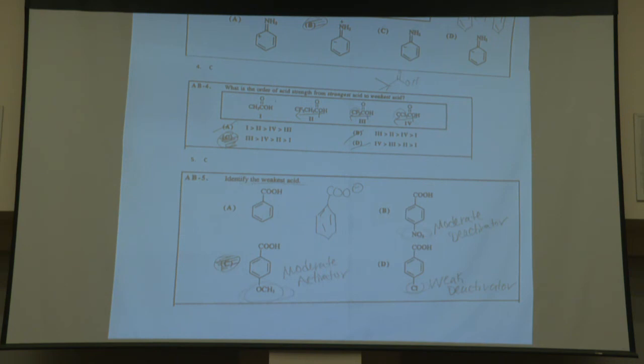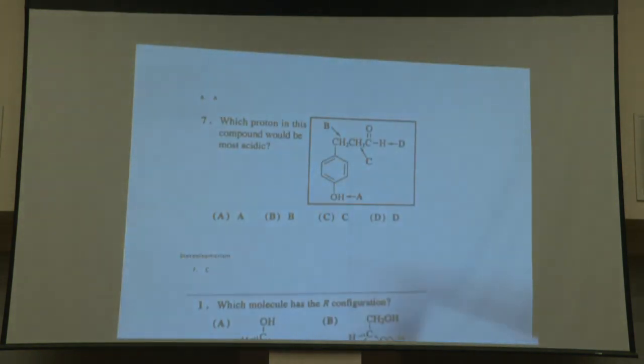Oh, to rank it, the moderate deactivator would be the strongest, right? Because that's pulling electrons away. That's helping to stabilize the negative charge. Then I believe it would be the weak deactivator, and then it would be the regular, and then it would be the activator. Does that make sense? Yeah. Okay, good. Good questions. Okay.